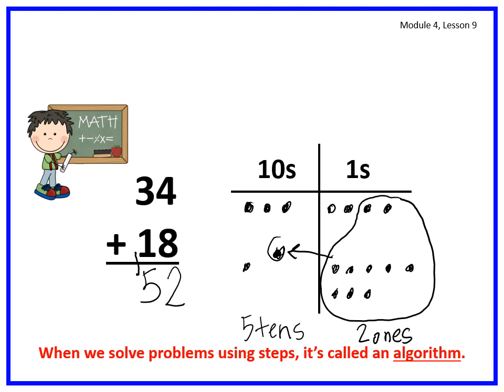Pay attention down here. I have a word underlined. This is a new vocabulary word that we will refer to called algorithm. And that is a big fancy word for basically the steps that you use to solve a problem. So we've just done the algorithm for 34 plus 18 equals 52. Let's take a look at another problem.